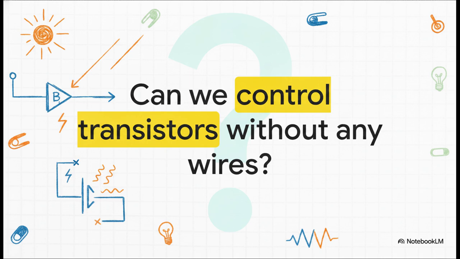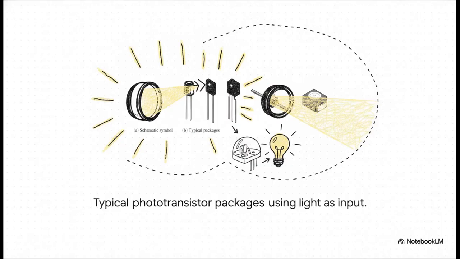I know it sounds a bit like magic, but this exact question leads us directly to the phototransistor, a component that converts light energy directly into an electrical signal to steer the circuit. If you actually look at standard phototransistor packages, you'll immediately notice something is missing. A lot of them only have 2 leads instead of 3.